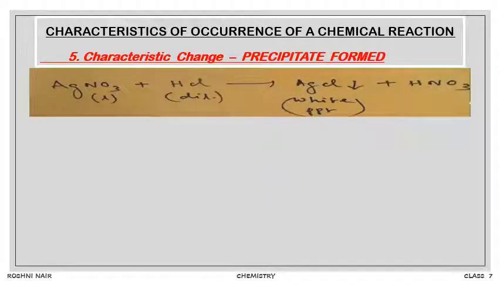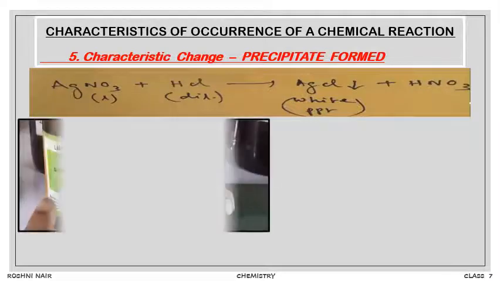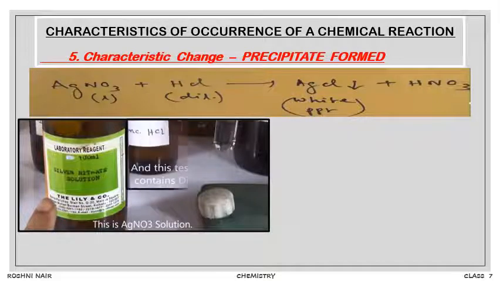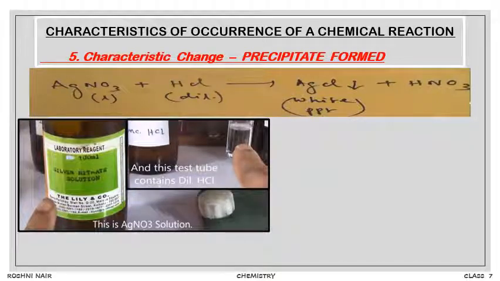Okay, the first one was AgNO3, which is silver nitrate, liquid in nature. It reacts with dilute hydrochloric acid, again liquid. What is the product which is formed? AgCl precipitate, a white precipitate, is formed along with HNO3. So this is AgNO3, silver nitrate solution. We will add it to this test tube, in which we had taken dilute hydrochloric acid.